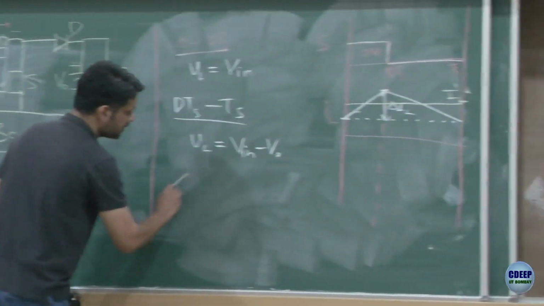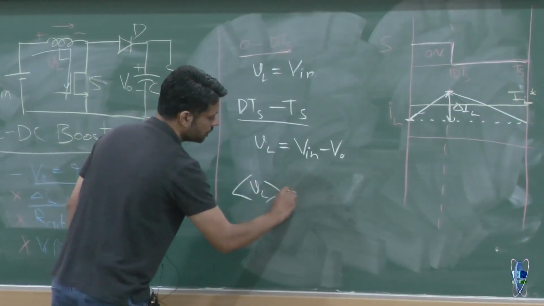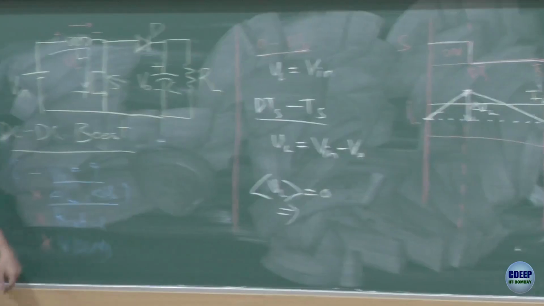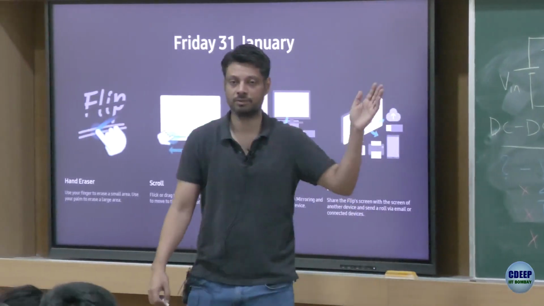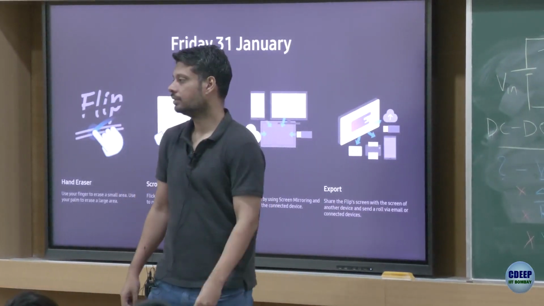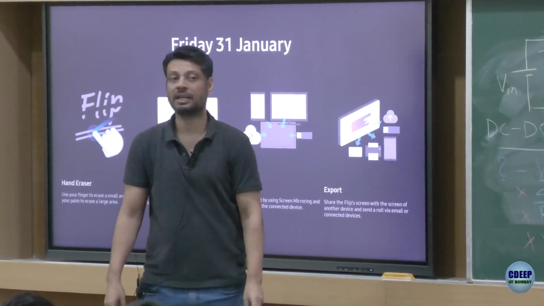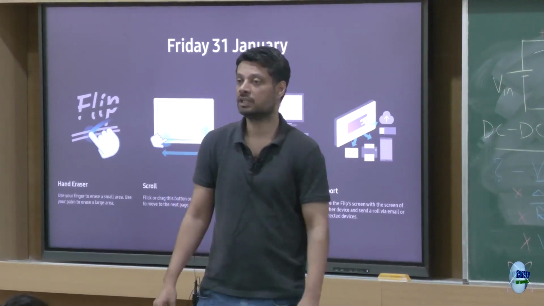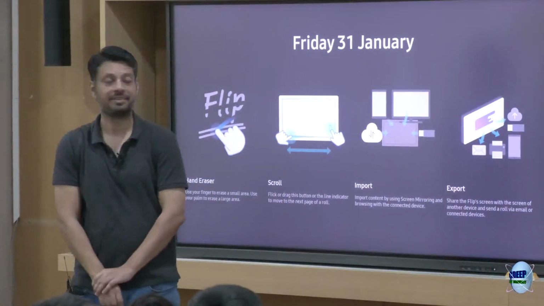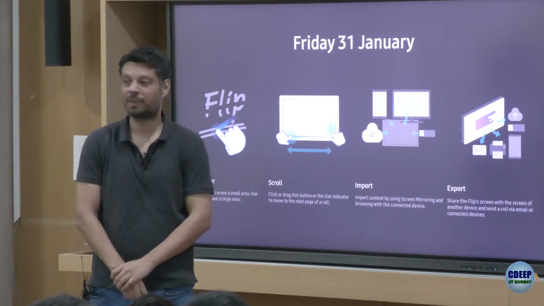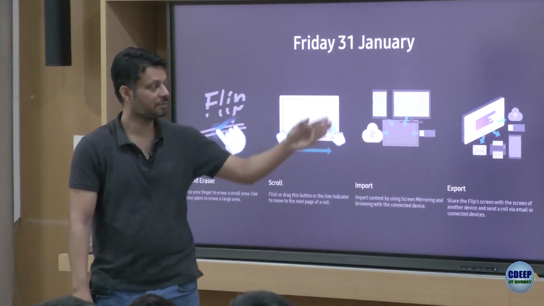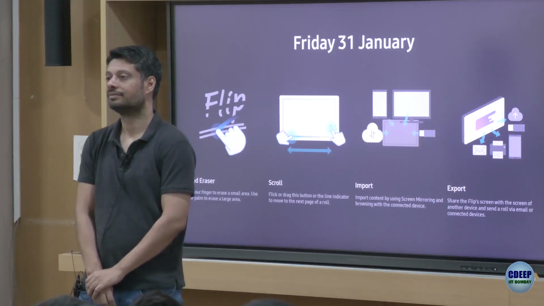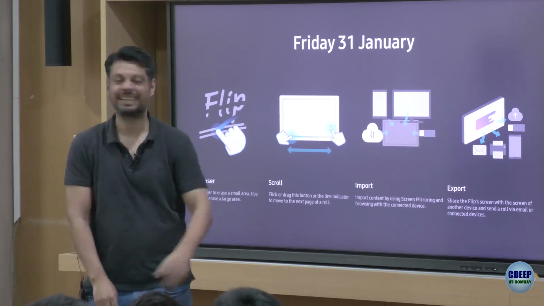Apply volt second balance. Average voltage across inductor is equal to 0. That would give you, go ahead, can you apply the volt second balance? Of course, some of you know the answer anyways, but can you go ahead and apply the volt second balance and give me the expression for output voltage, the average output voltage? हमको पता है ना, निकालना.